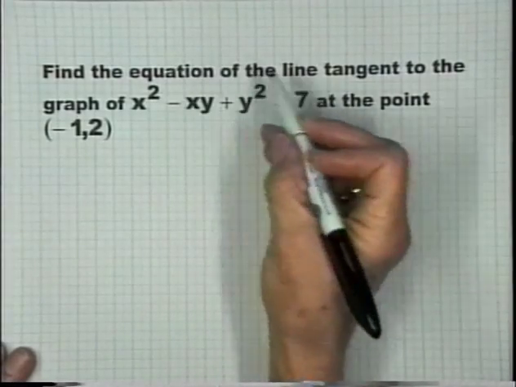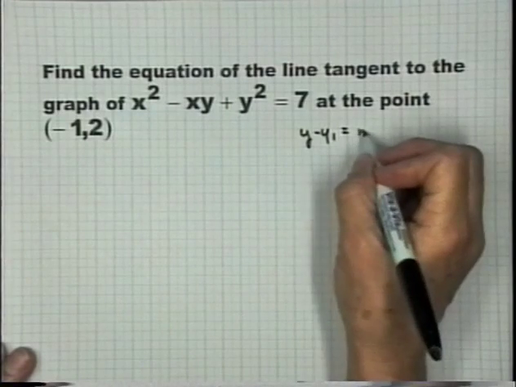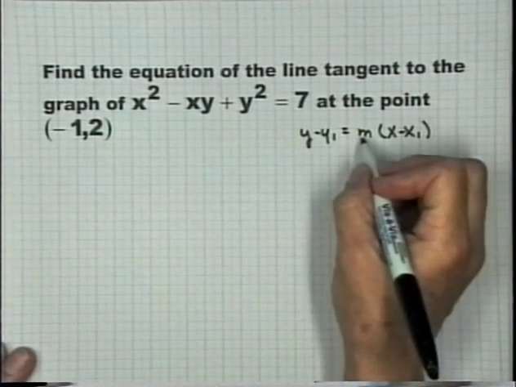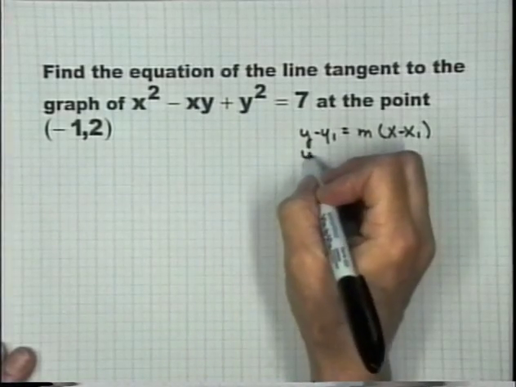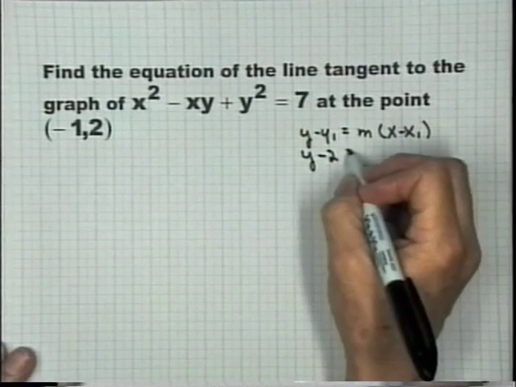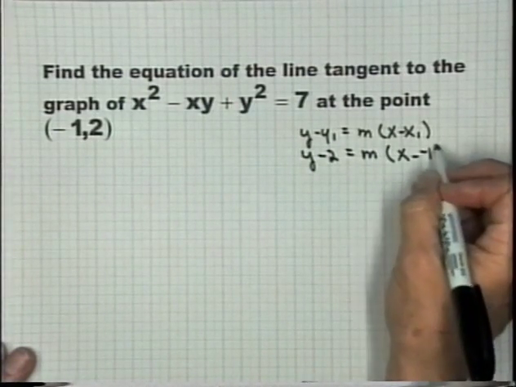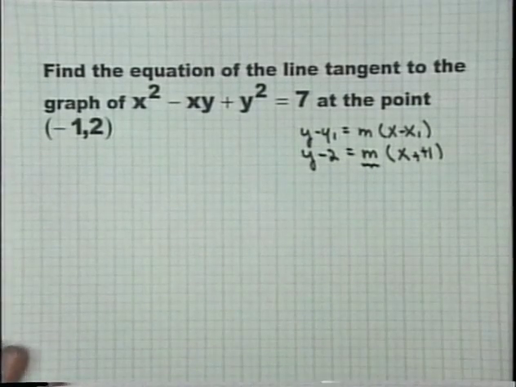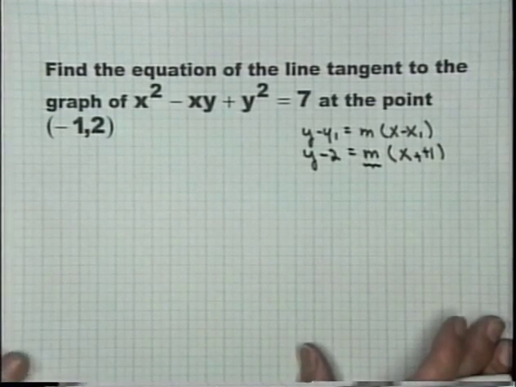Now if you want the equation of a line, y minus y1 equals m times x minus x1. You have to know the slope and a point. Well, we do know the point, so I'm going to go ahead and fill that in. It'd be y minus 2 equals m times x minus negative 1, or x plus 1. So what we lack is knowing the slope. Well, we get the slope from the derivative, don't we? So we're going to find dy/dx.